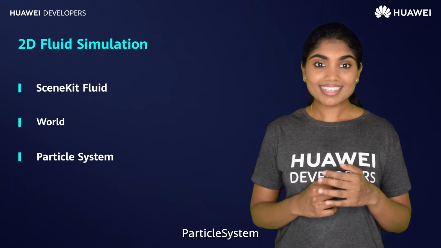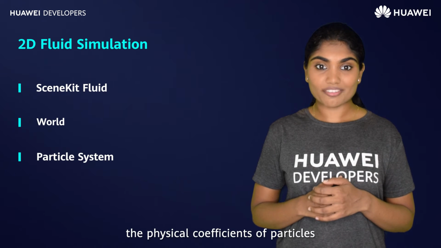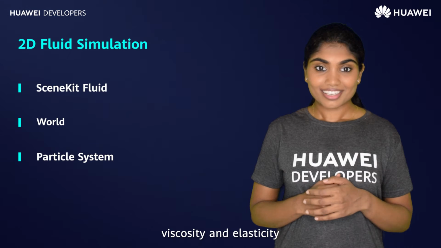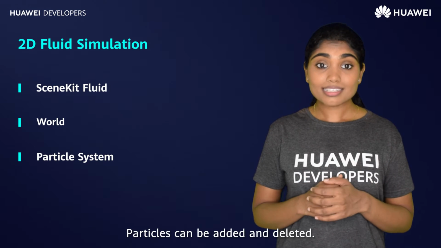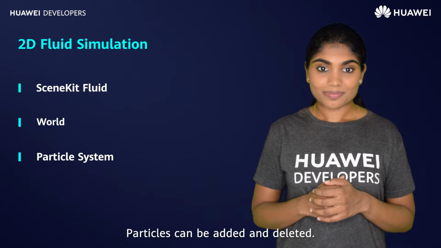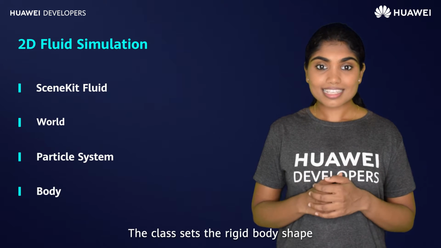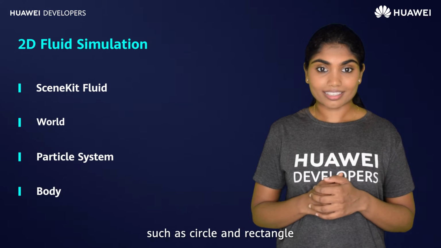Next, Particle System. The class describes the physical coefficients of particles such as radius, viscosity, and elasticity. Particles can be added and deleted. Last one, Body. The class sets the rigid body shape such as circle and rectangle.